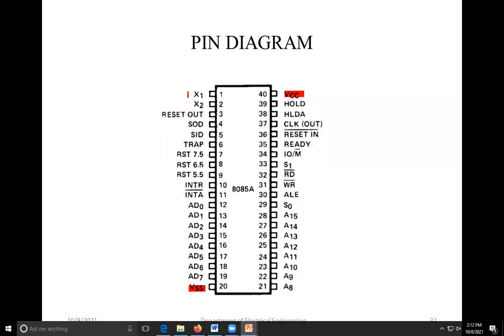Then again, these are the two pins, X1 and X2. X1 and X2 are the clock pins. That means you have to connect an external clock to the 8085. Why is it required? For the execution of the instructions, we have to give the clock to the 8085.